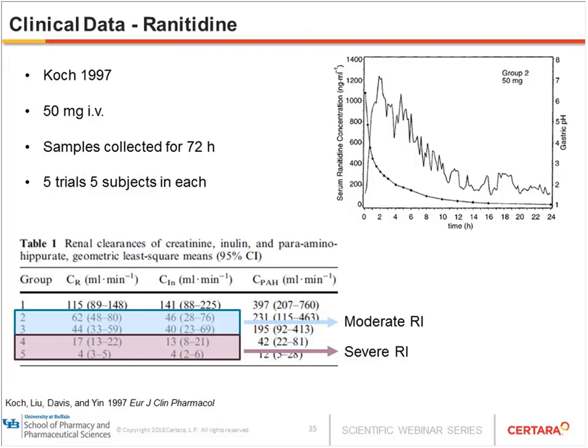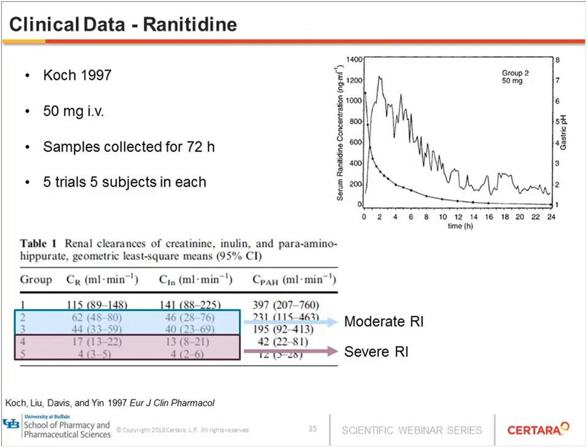Similarly, with ranitidine, the information came from a 1997 publication. This was an intravenous dose of ranitidine of 50 milligrams. Again, samples were collected for 72 hours, and I performed 5 trials with 5 subjects in each for each condition, which I will get into next.